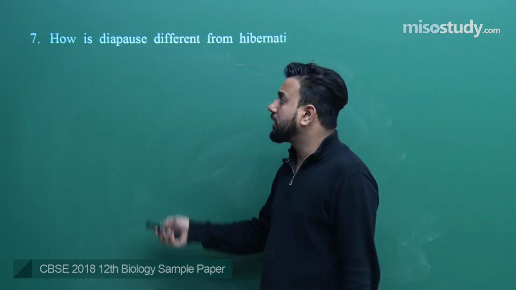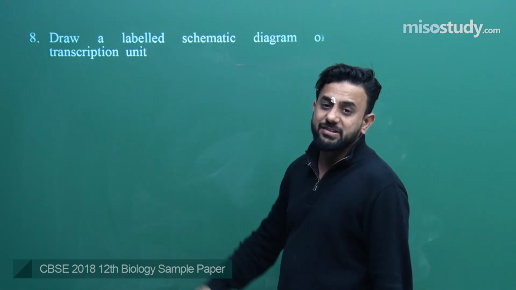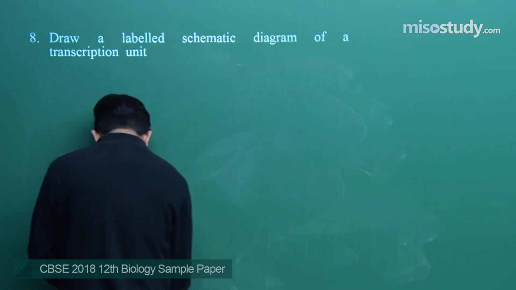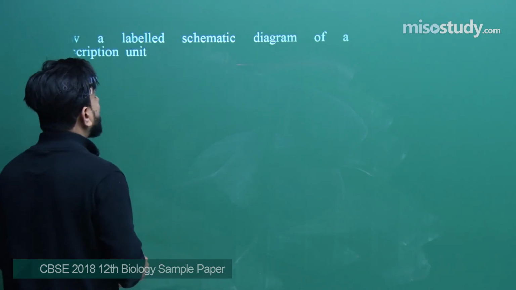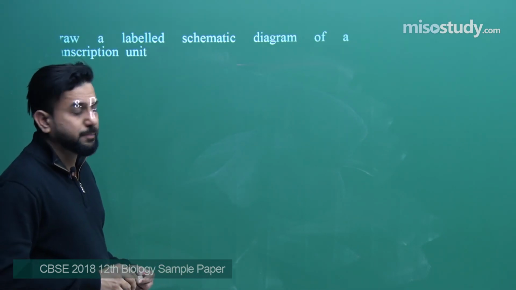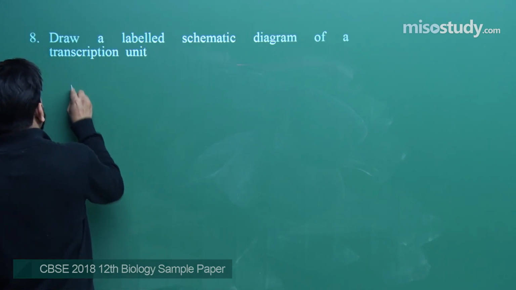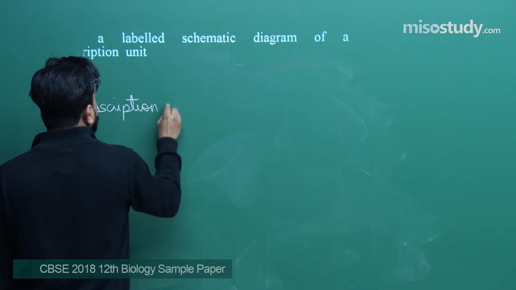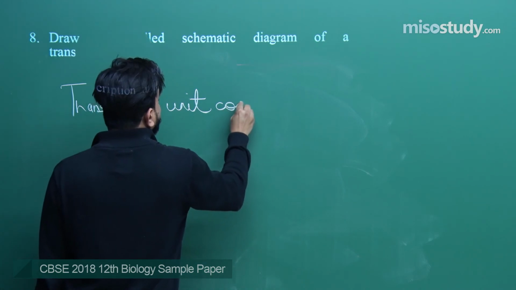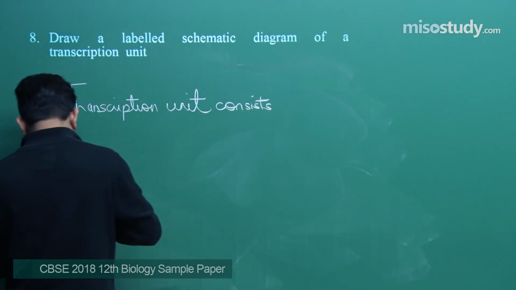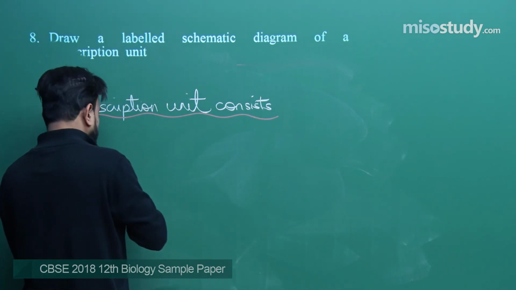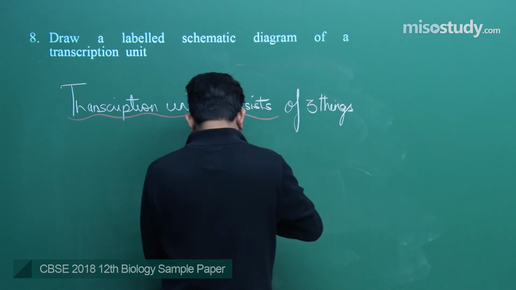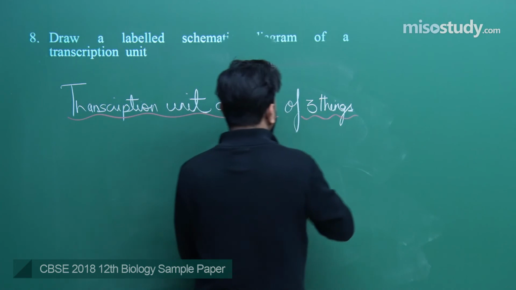So let's come to the 8th question, and this is on your screen: draw a labelled schematic diagram of the transcription unit. So what does a transcription unit consist of? The transcription unit consists of basically 3 things. And what are those three things? We will see now.